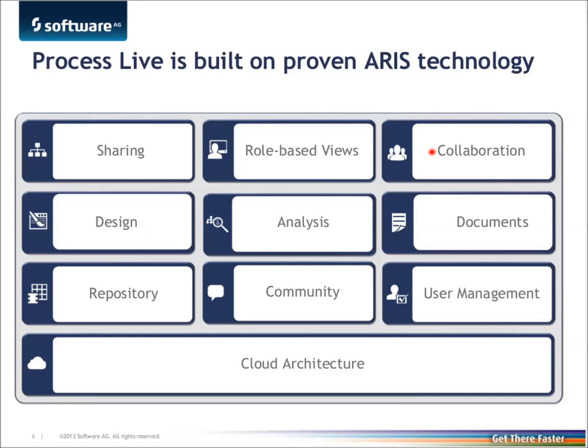Collaboration is really key. We embedded a social collaboration network in Process Live, as you know it from Facebook or Yammer. What you can do with it is create groups around a certain process. You can follow processes. You can do microblogging. You can put comments on a process. You can invite folks to review a process. So it's a really interactive way to discuss process content, and as I said before, to increase awareness and acceptance.